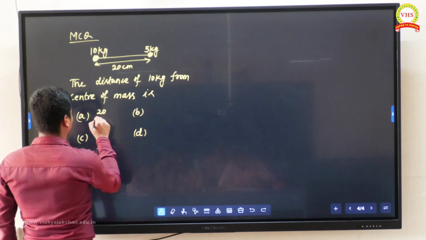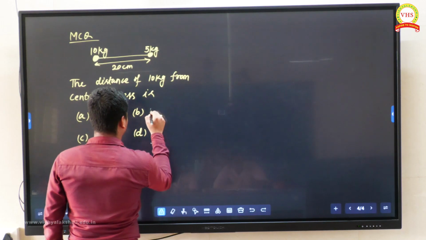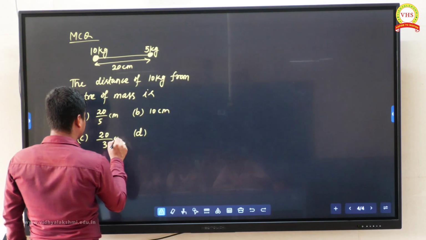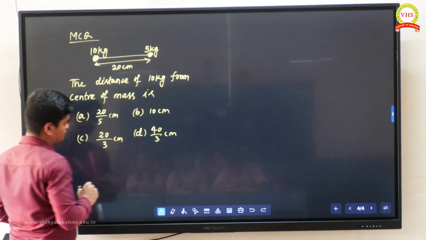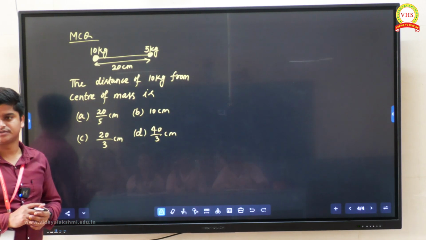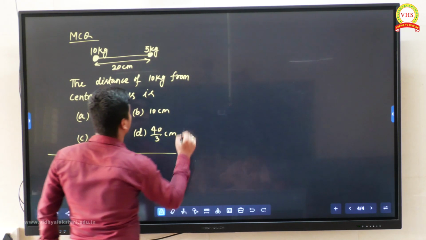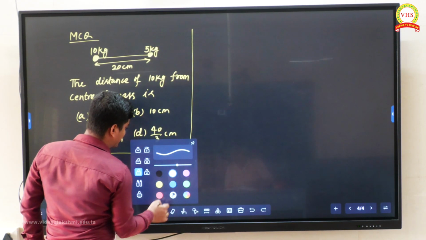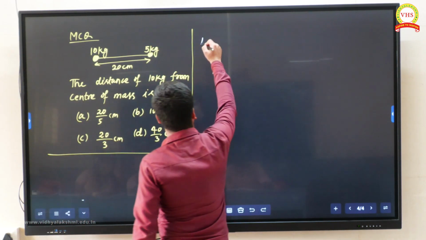Options: 20 by 5 centimeter, 10 centimeter, 20 by 3 centimeter, 40 by 3 centimeter. Clear? The distance of 10 kg from center of mass is. Yes or no? Question understood? Now all have to tell, what can be the answer? Directly write with the formula. Okay, I'll write the answer here.